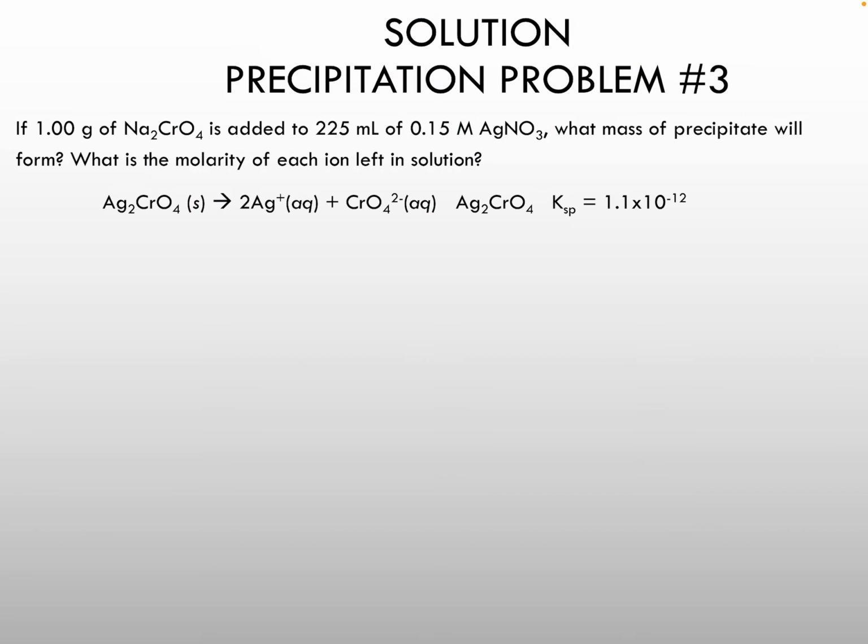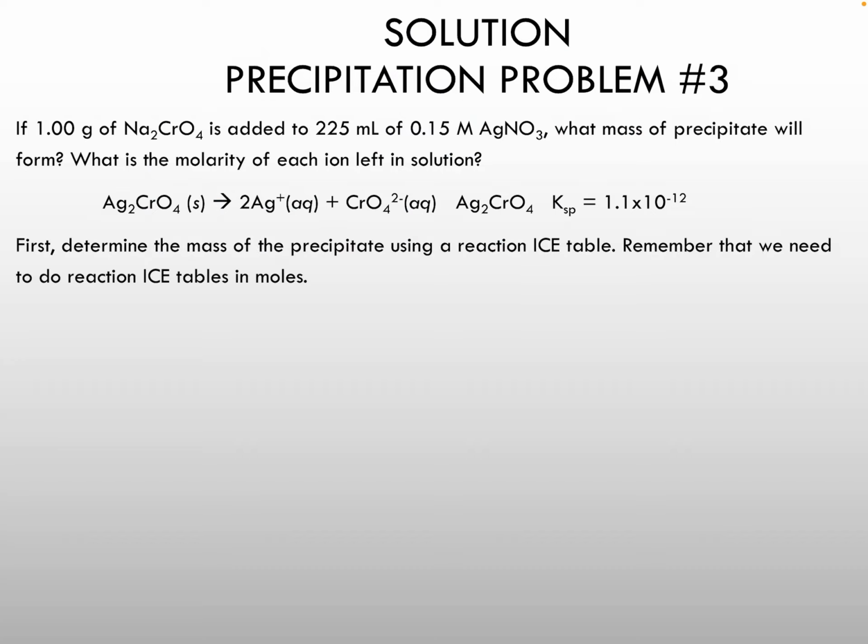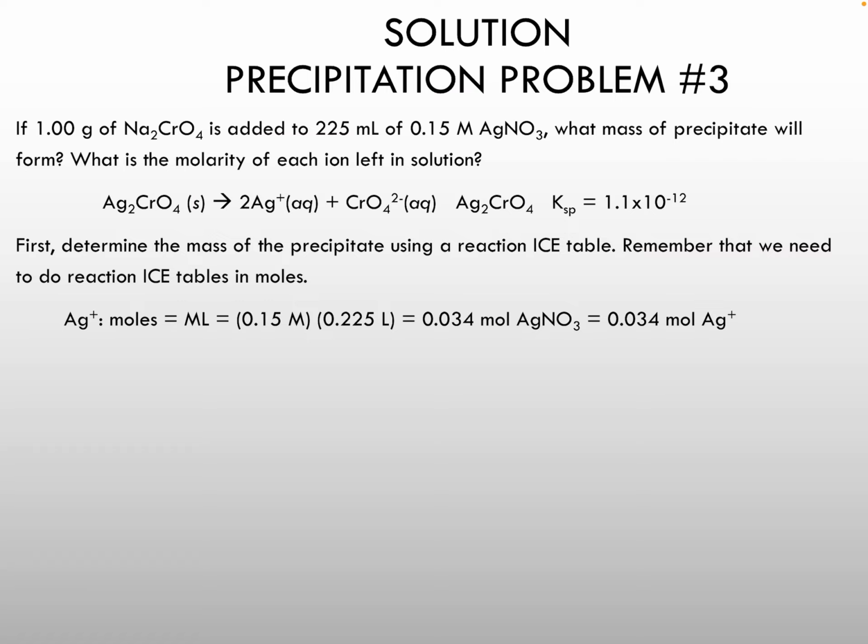So the way that we are going to solve this is we are going to do a reaction ice table, right? Because the sodium chromate is going to react with the silver nitrate to form our solid, okay? So when we do a reaction ice table, remember that we need to do these ice tables in moles. So the first thing we need to go through and do is calculate the number of moles of each substance.